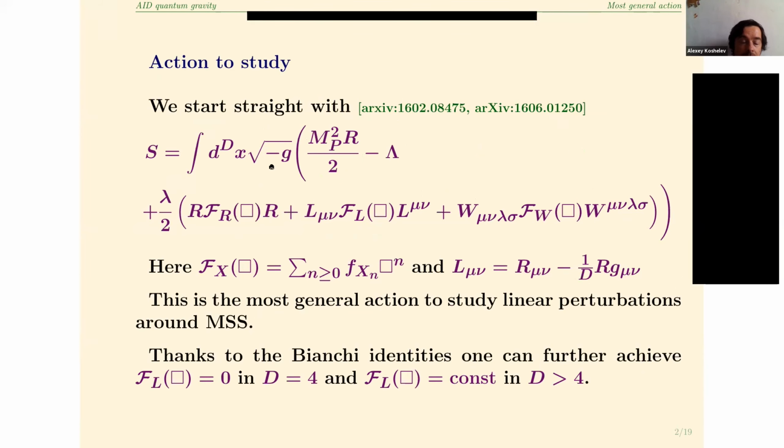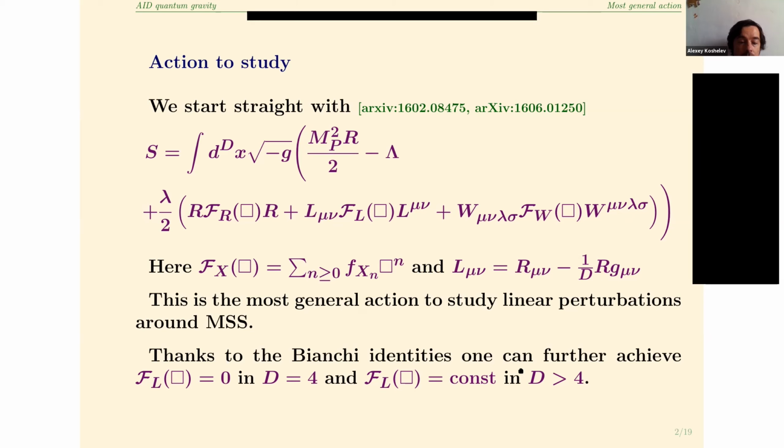So you see, whatever we would know about perturbations comes solely from these two pieces: R F of box R for the scalar, and the Weyl tensor F_W for the graviton. This piece, in fact, can be in principle eliminated around Minkowski or de Sitter, so around maximally symmetric spacetimes, and almost eliminated in dimension greater than 4.